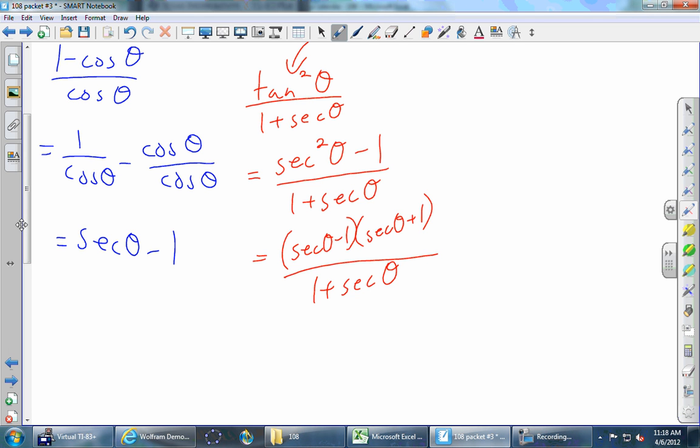And then what happens? We cancel. 1 plus secant on the bottom is the same as secant plus 1. So all that's left is secant theta minus 1. Why is that a good thing?